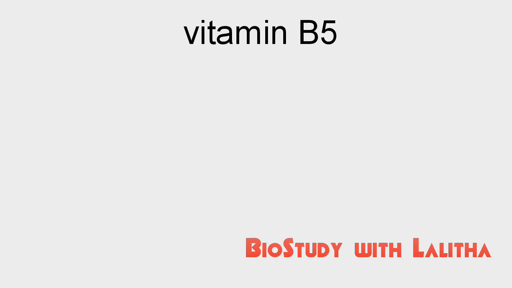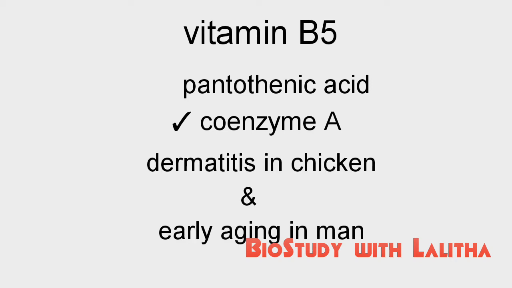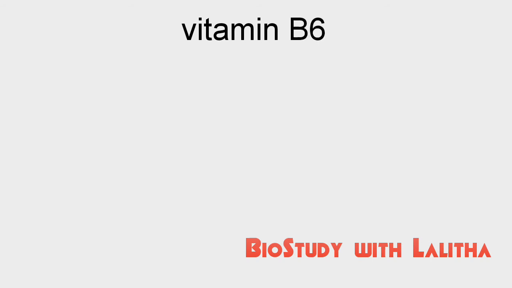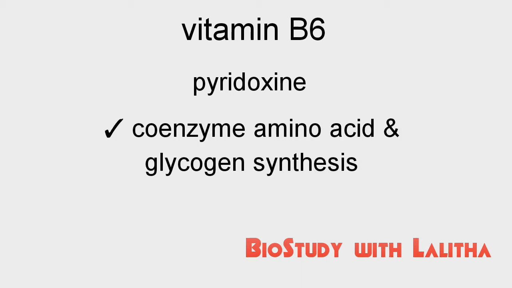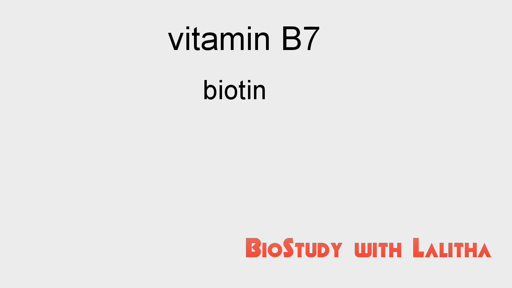The next vitamin is vitamin B5. This is chemically called pantothenic acid. It acts as coenzyme A in metabolism. Deficiency of this may lead to conditions called dermatitis in chickens and early aging in man. Vitamin B6 is chemically called pyridoxine. It acts as coenzyme in amino acid and glycogen synthesis, and deficiency of this vitamin may lead to convulsions in children.